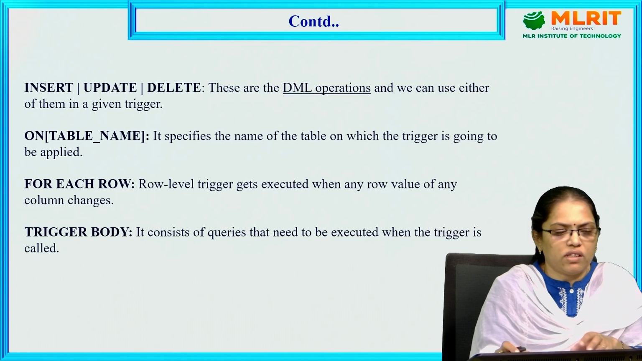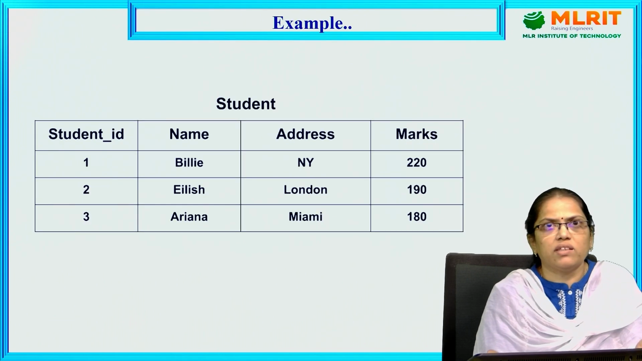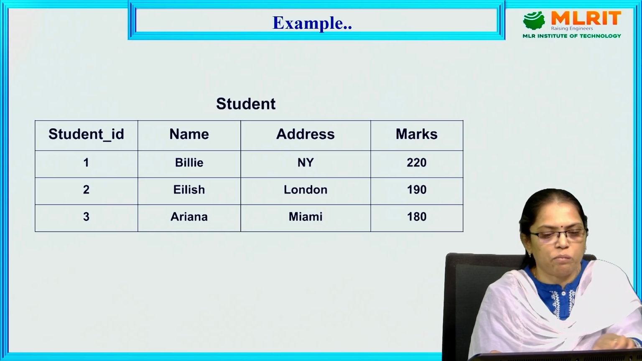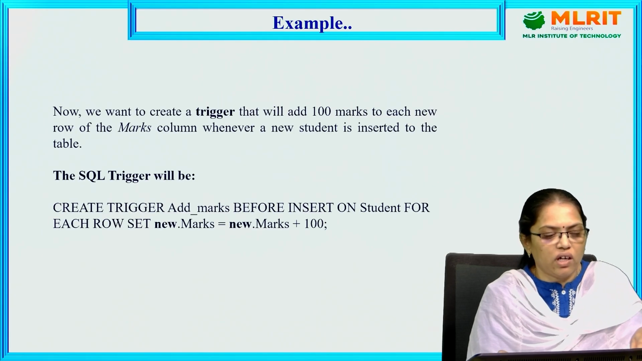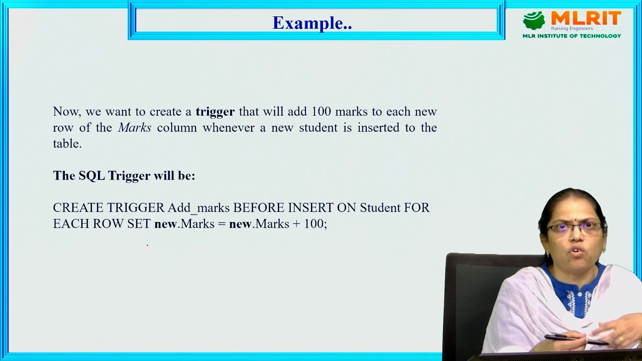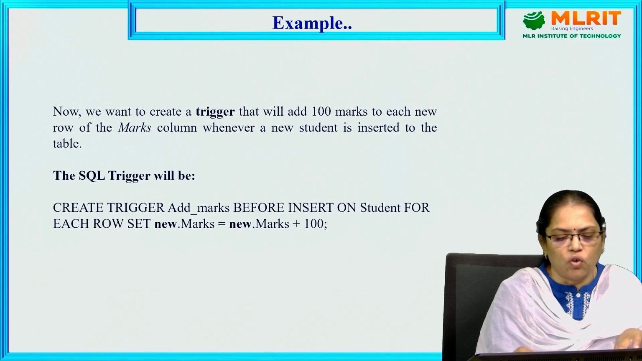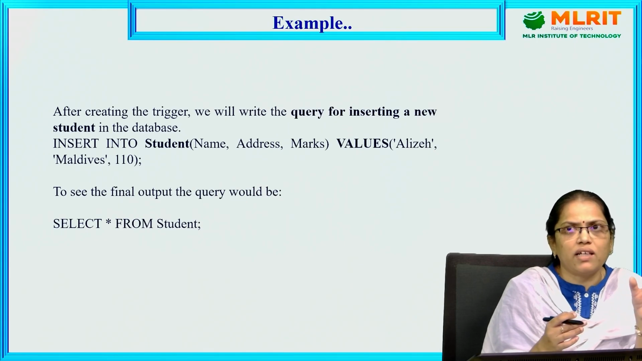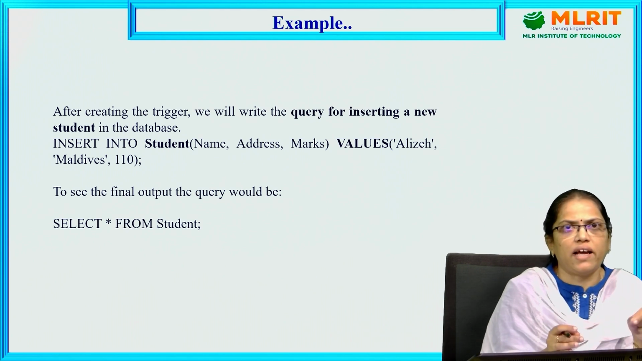Okay. So this we have already discussed. The same example. See here, student ID, name, address, marks. The same table we have taken, student with 3 IDs. Now here what we are doing? The same thing as in the previous slide. What I told, we are adding marks after inserting each row. This is the example. So that is the create trigger syntax. Correspondingly, that is the example.